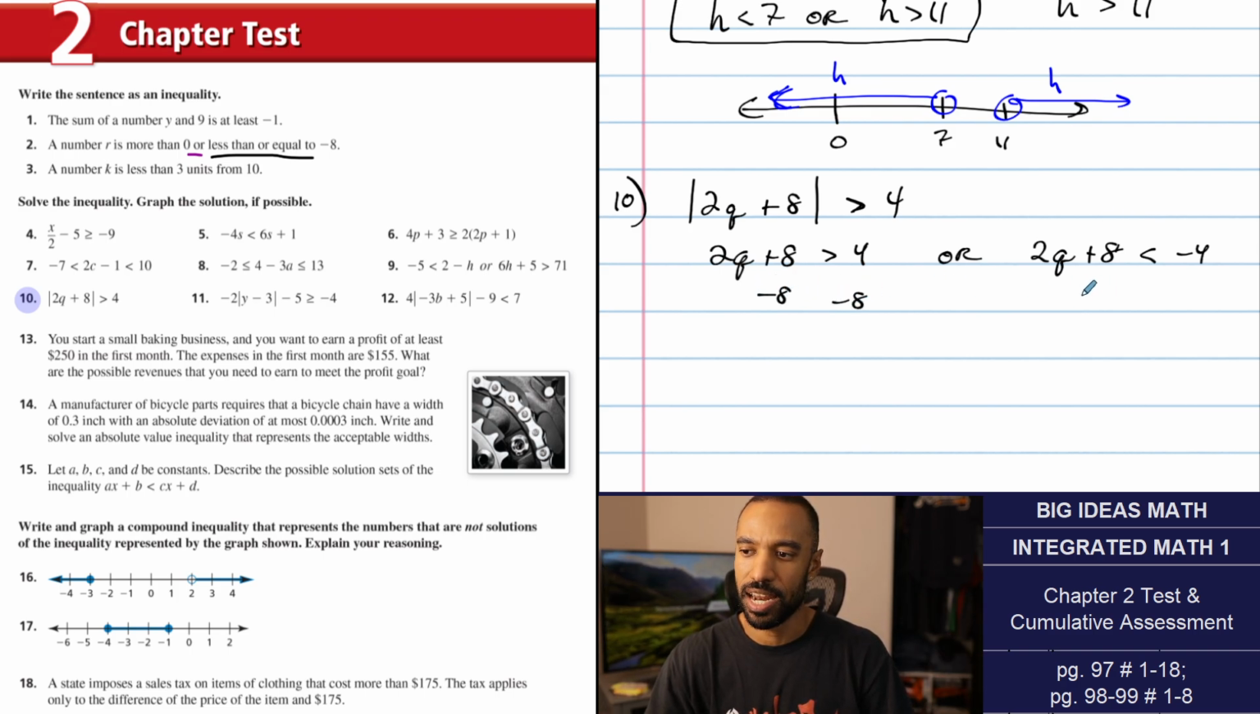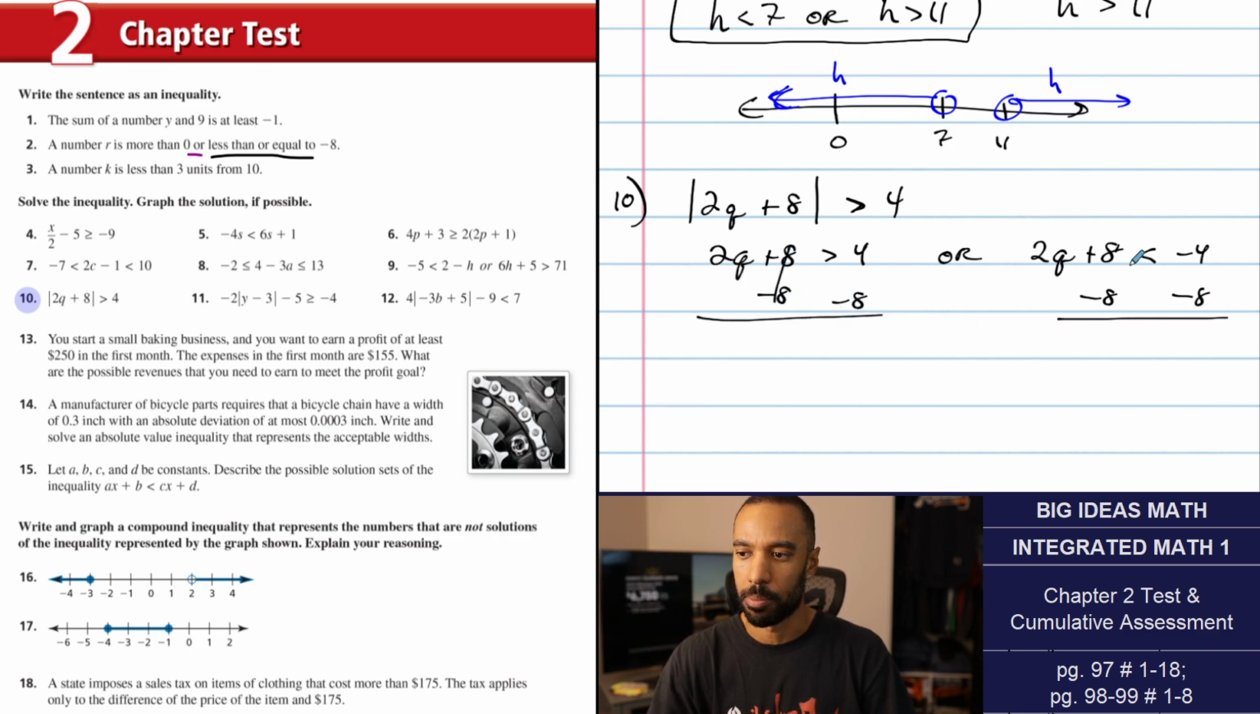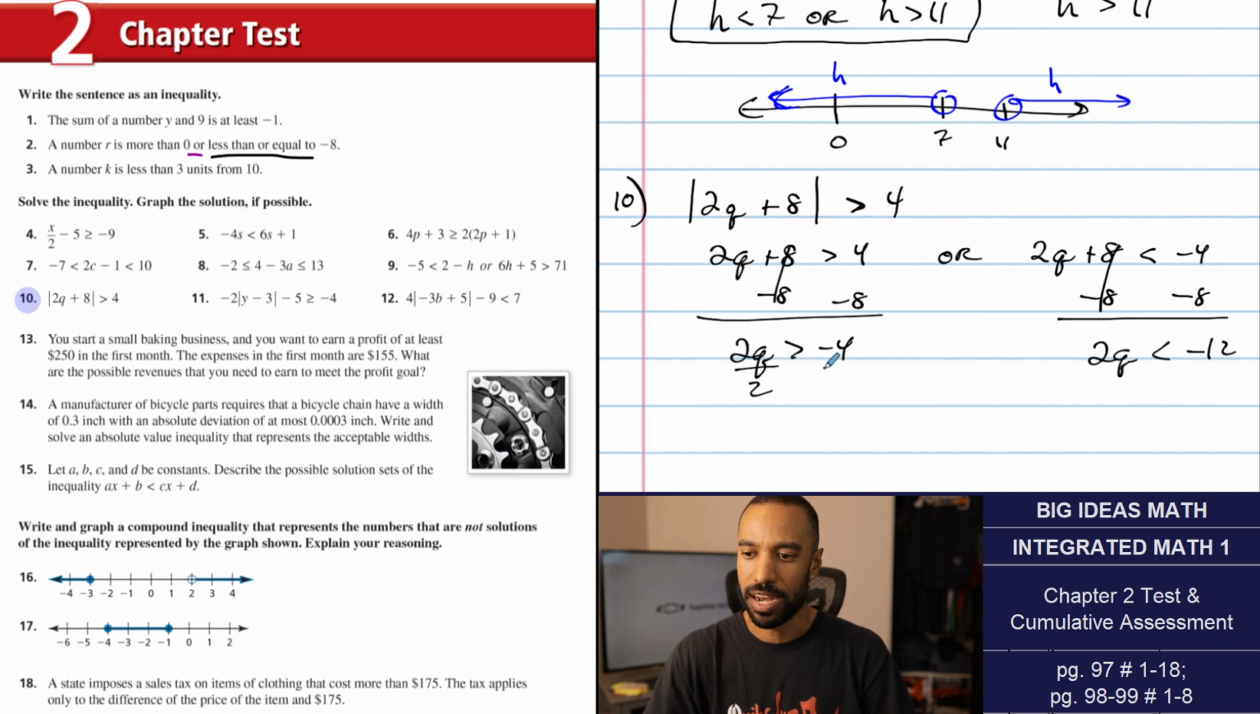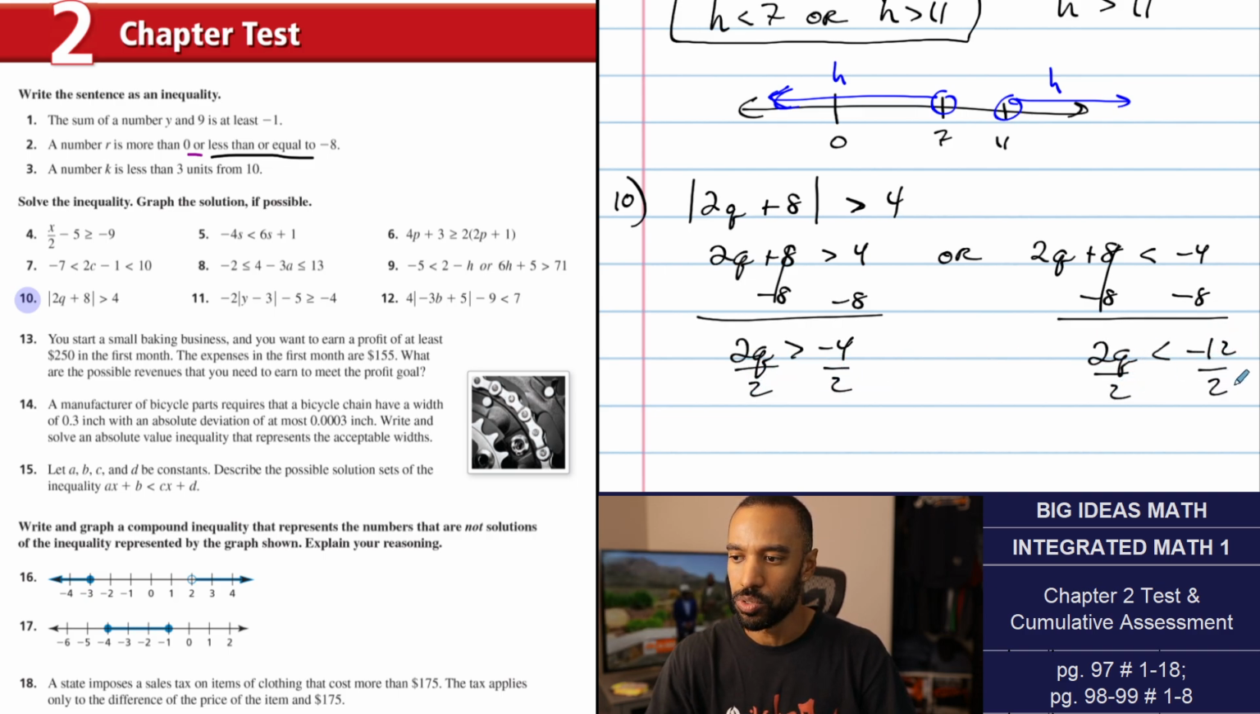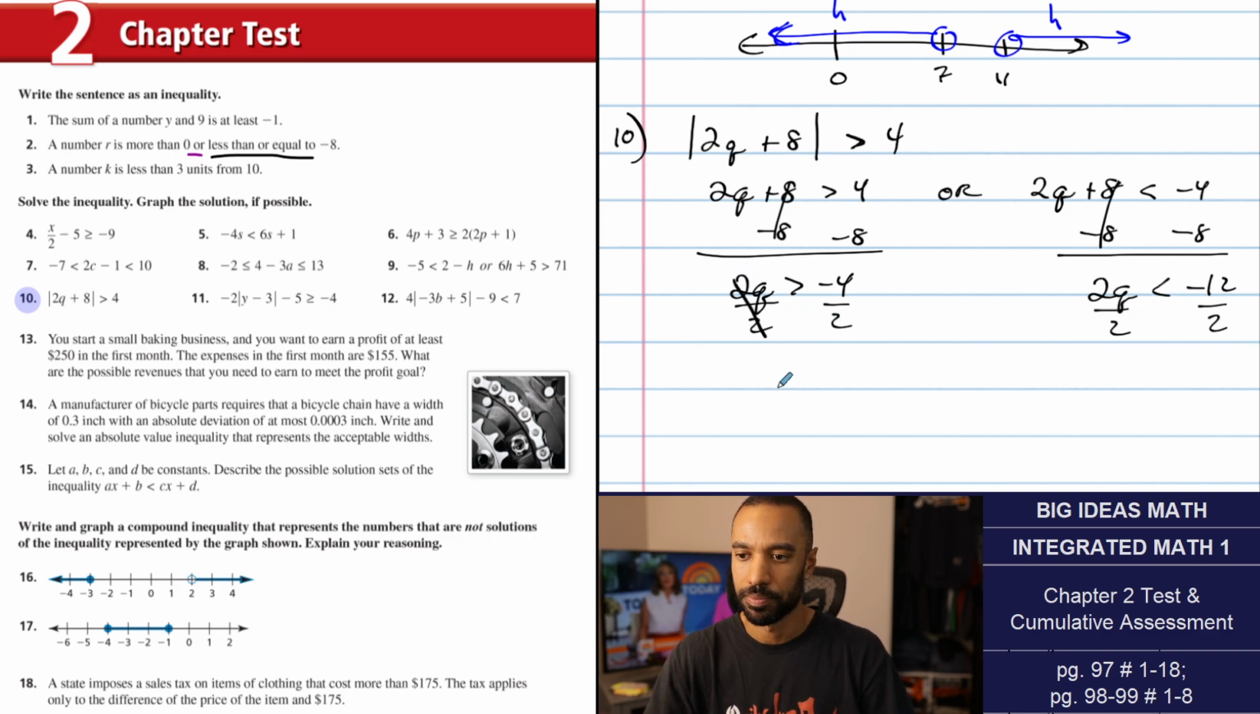We're going to subtract 8 and divide by 2 no matter how this thing plays out. And we'll see what those numbers come to be. So this one says 2q is greater than -4. This one says 2q is less than negative 12. And then we'll divide everything by 2 to solve for our q's. Remember, it's still an OR case. Q has to be greater than negative 2, or Q has to be less than negative 6.